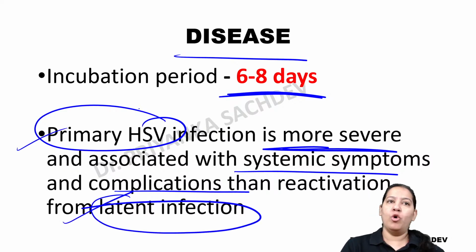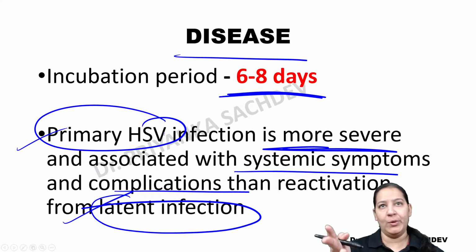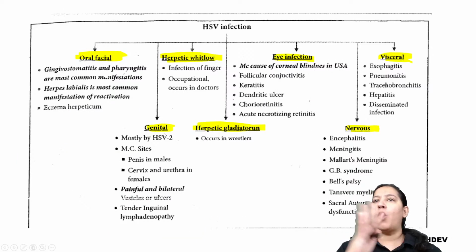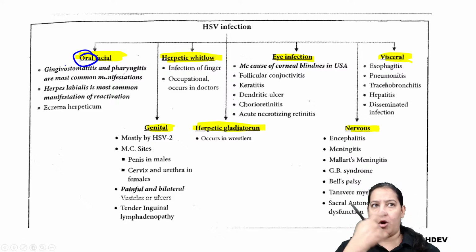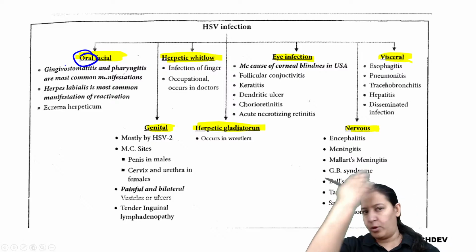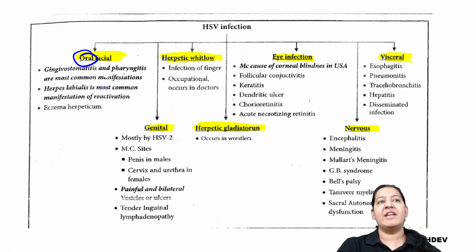Both are same. In both, vesicles will form, in both, rash will come, but primary is more severe as compared to latent. That you should know, right? So at what site can vesicles be formed? Vesicles can be formed around the face and mouth. So it can be formed on the face, it can be formed around the mouth.